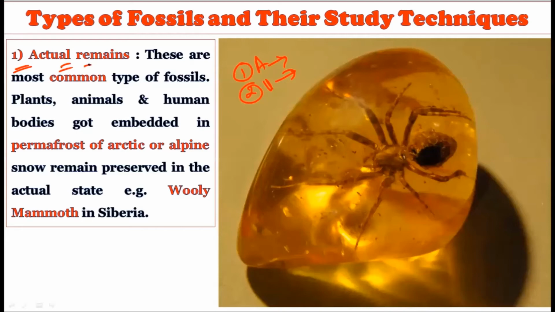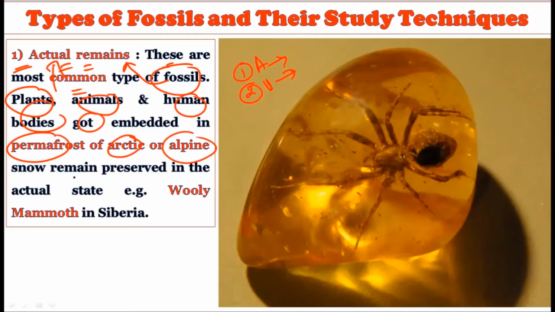So the first type is called the actual remains. These are the most common type of fossils. These are the fossils which come under the actual remains. These are very common, because the majority of the fossils we find today all come under the actual remains. These are the plants, animals, and the human bodies embedded in the permafrost of the Arctic or the alpine snow, remaining preserved in the actual state.